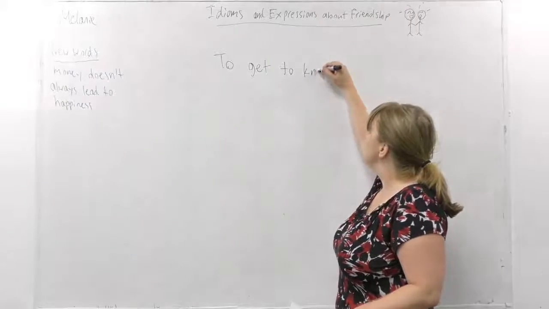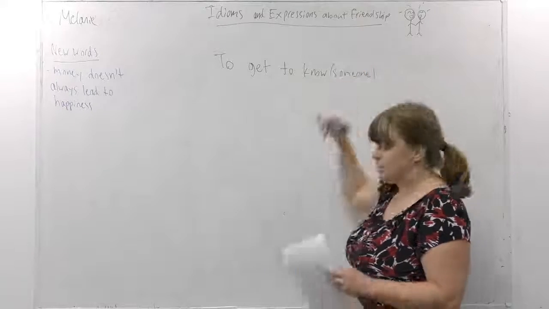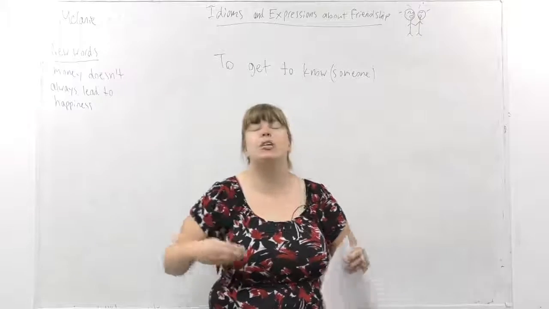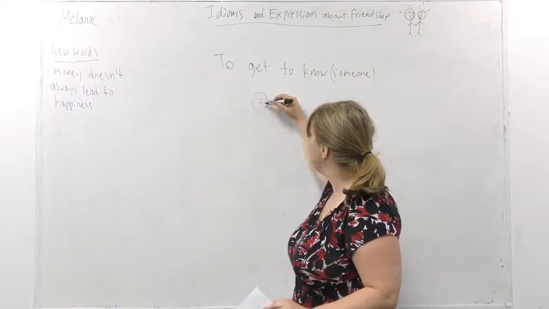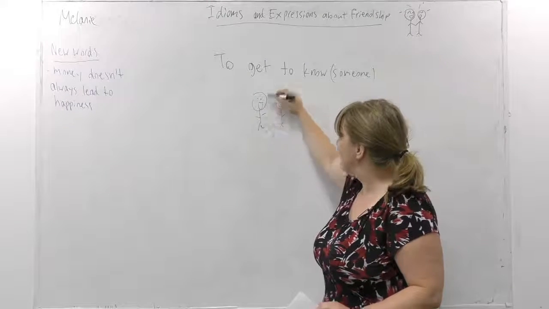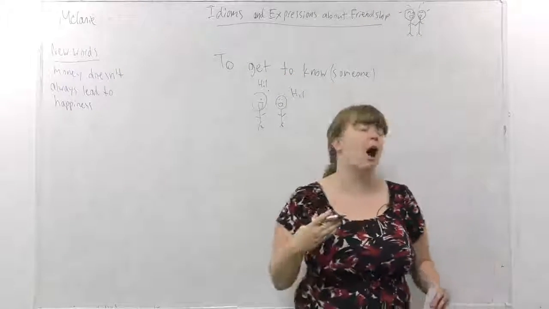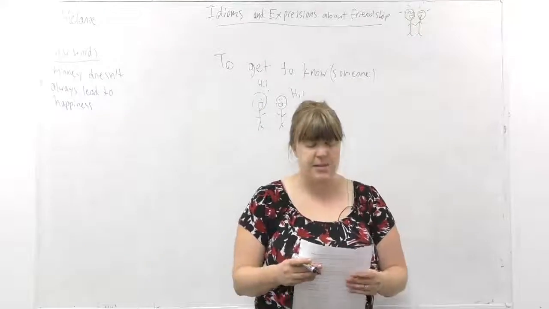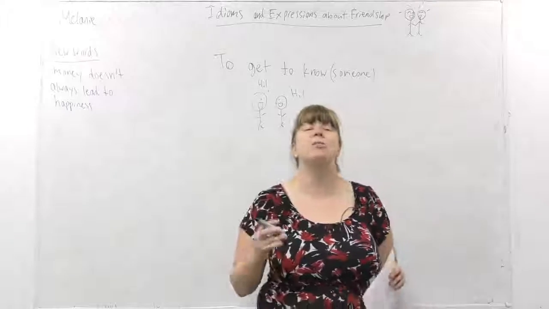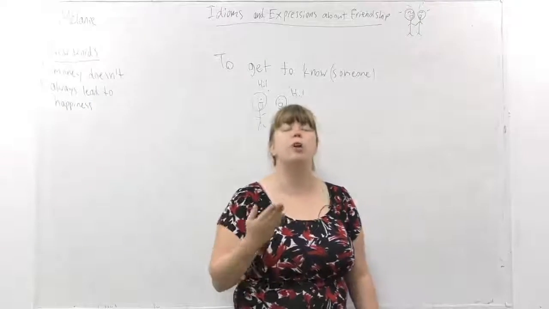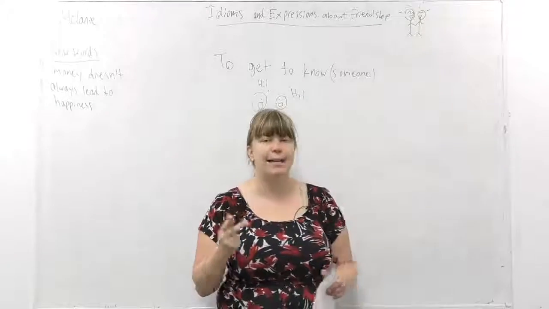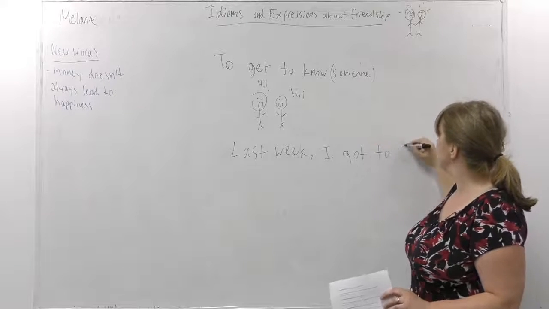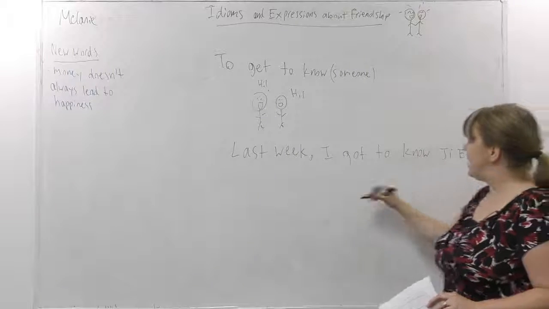To get to know someone. Okay, so what does that mean? So basically, at the start of a friendship or a relationship, you are beginning to know someone. So, you know, at the beginning, obviously, you're gonna be like, hi, I'm Melanie, I'm Bob, nice to meet you. So that is getting to know someone. It's the very start, the beginning of something. Okay, so for example, last week in class, I got to know a few students, such as Jiyun and Hayate. So I'll write that down. Last week in class at GC, I got to know Jiyun and Hayate.